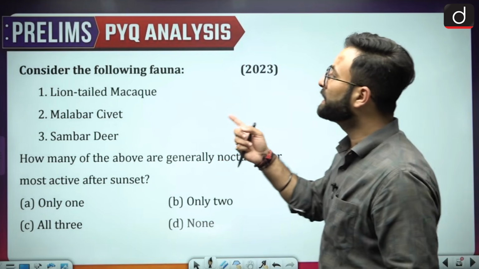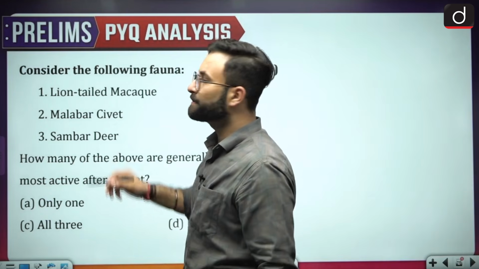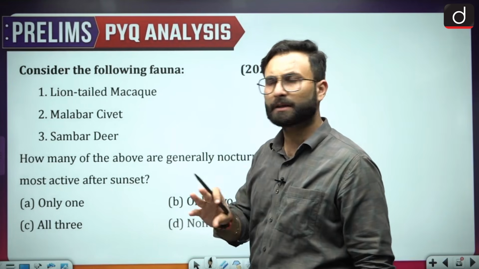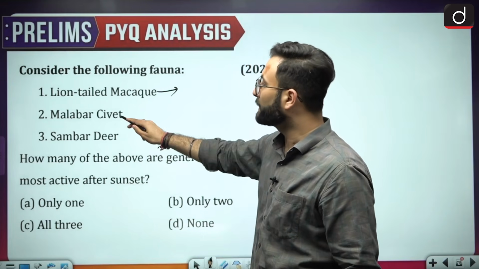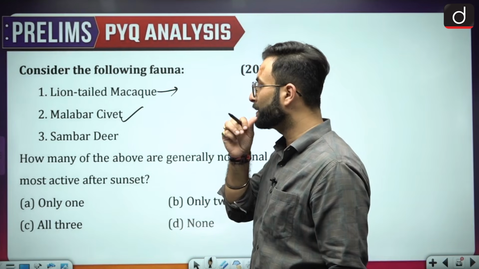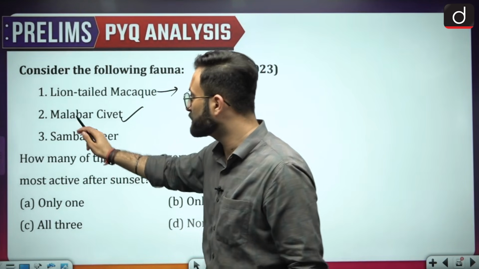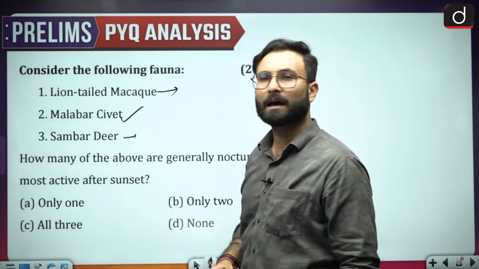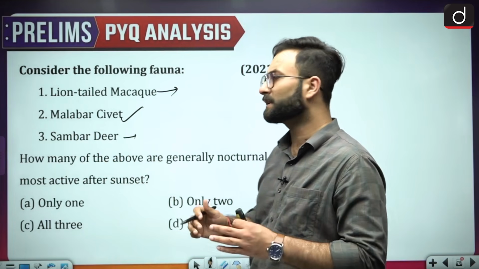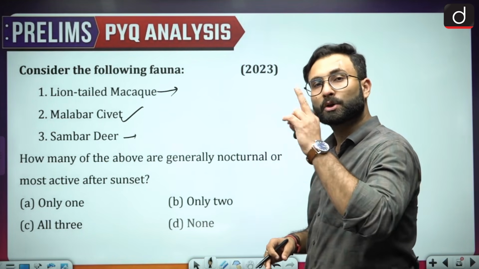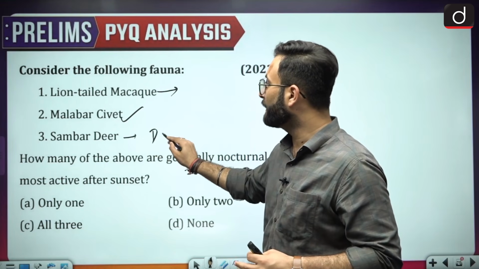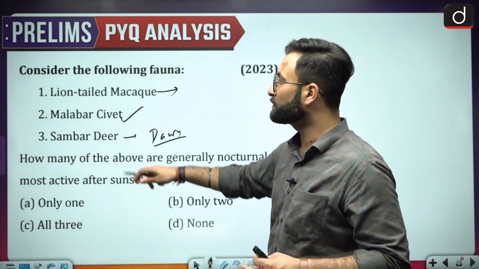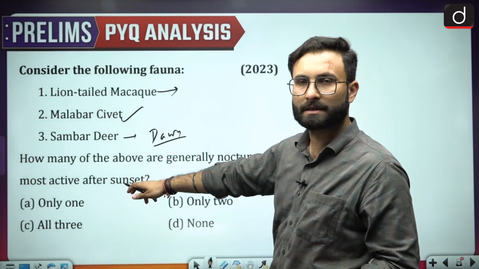Okay, so let's see. Lion-tailed macaque is basically a kind of monkey, so they sleep at night; these are not nocturnal. Malabar civet, yes, this is a nocturnal animal, so option A is your right answer, because this is the only one. Sambar deer are generally nocturnal, but the thing is they are most active at dawn and not after sunset. Okay, so generally sambar deer are active at dawn, and not after sunset. That is why the second condition is not getting fulfilled.